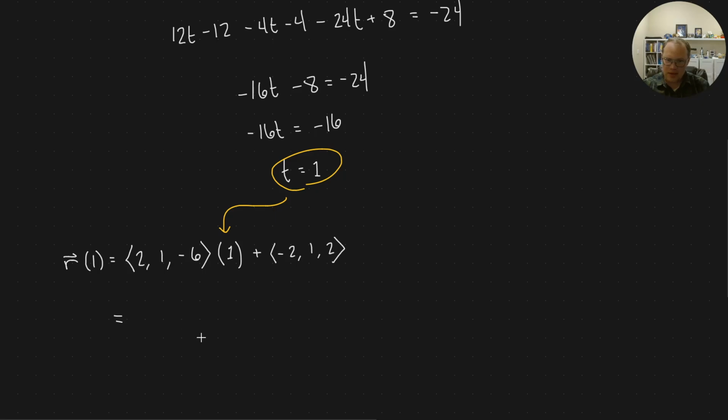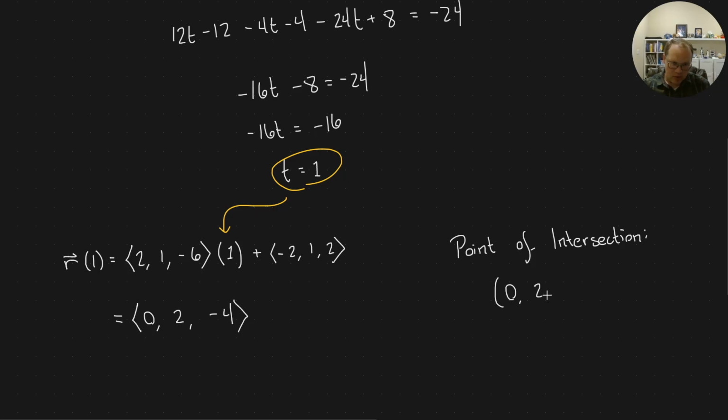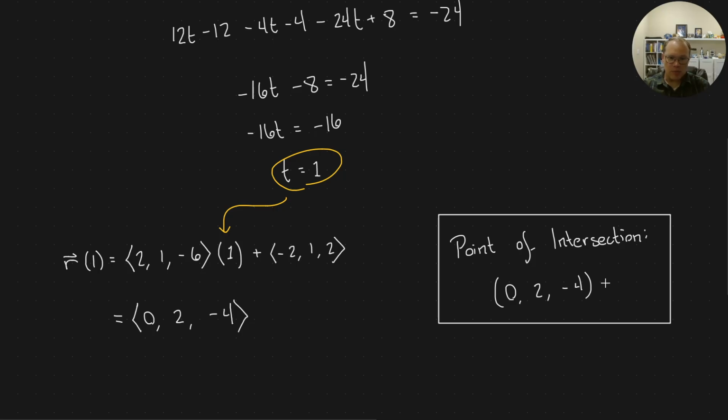So if I add these together, I get 2 plus negative 2, that's 0. I get 1 plus 1, that's 2. And I get negative 6 plus 2, that's negative 4. Okay, so the point of intersection is (0, 2, -4). That is the point that lies both on the line and in the plane.